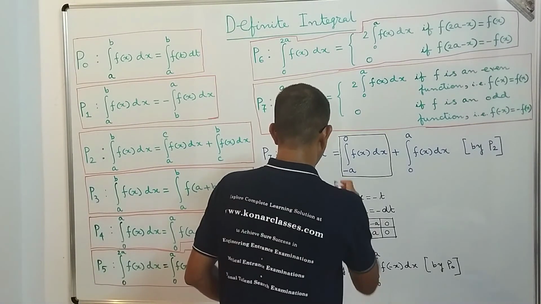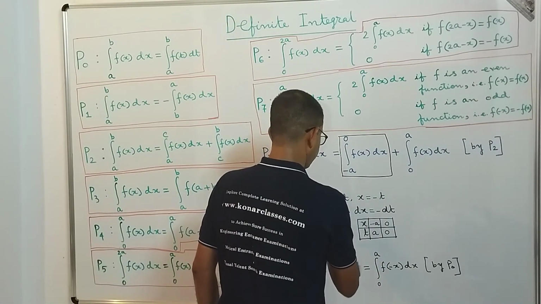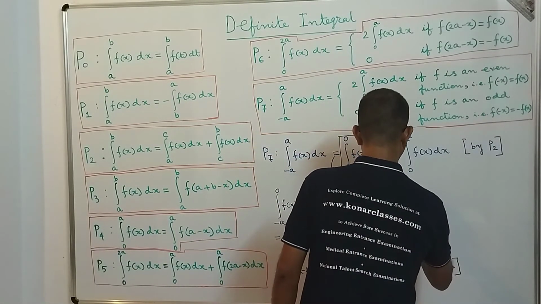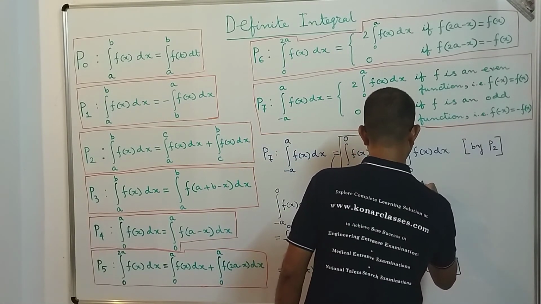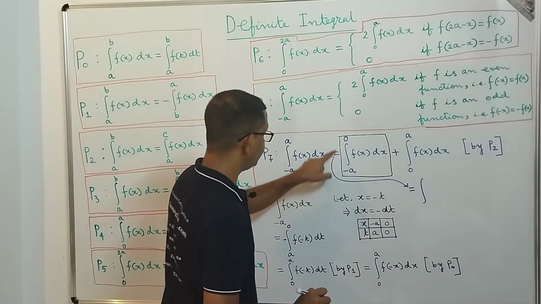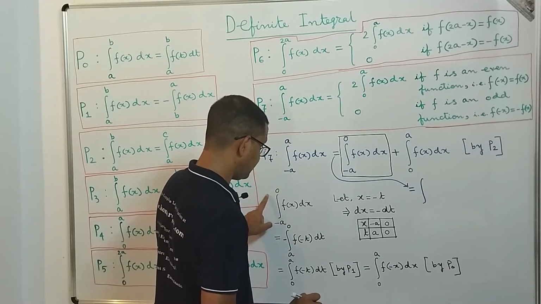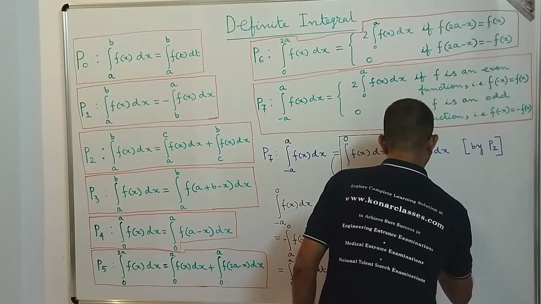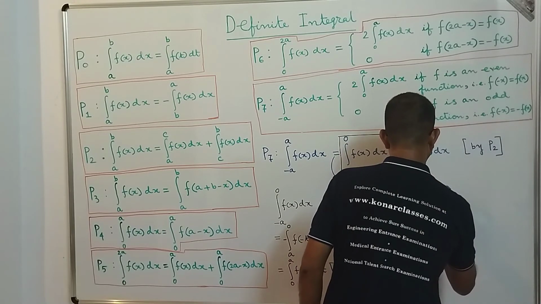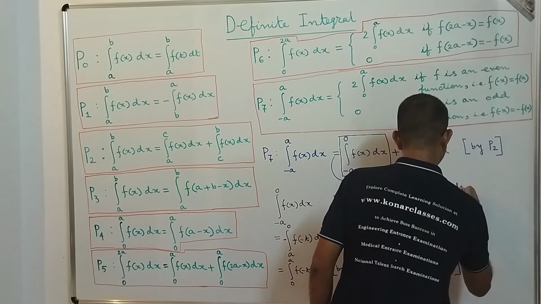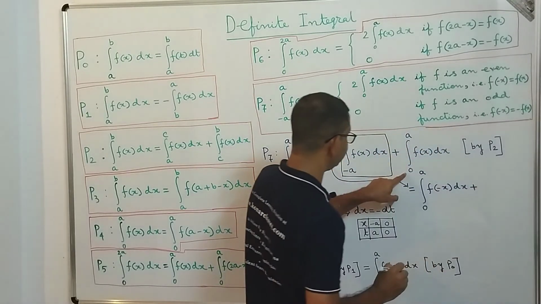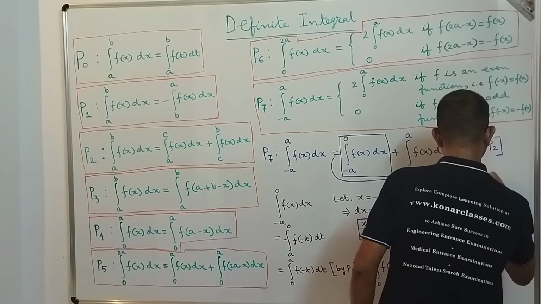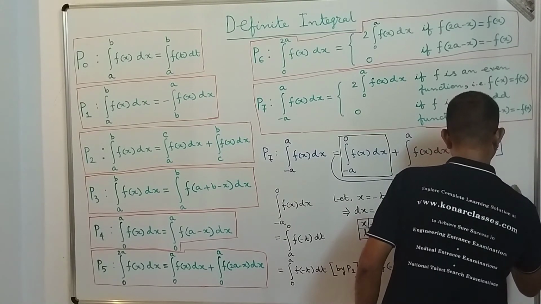Okay dear students, so now what do we get? This entire integration now becomes: integration minus a to 0 fx dx is now 0 to a f of minus x dx, plus, as it is, integration 0 to a fx dx, plus integration 0 to a fx dx.